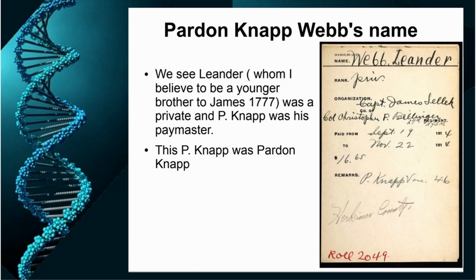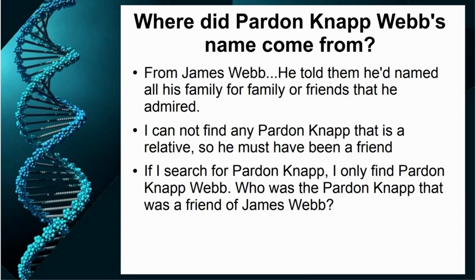Where did Pardon Knapp Webb's name come from? James Webb told his family that he named all of the kids in his family for family or friends that he admired. I cannot find any Pardon Knapp that is a relative, so he must have been a friend. If I search for Pardon Knapp, I only find Pardon Knapp Webb. It's hard to find plain Pardon Knapp. Who was the Pardon Knapp that was a friend of James Webb?